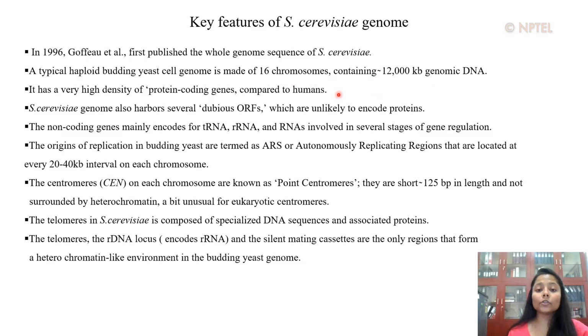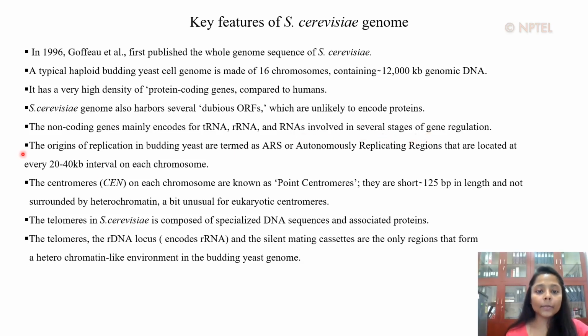And you can actually visualize these chromosomes in pulsed field gel electrophoresis. In budding yeast, the genome has a very high density of protein coding genes compared to humans, which directly implies the concentration of introns is very low in S. cerevisiae. The S. cerevisiae genome also harbors several dubious ORFs which are unlikely to encode proteins. The non-coding genes mainly encode for tRNA or transfer RNA, rRNA or ribosomal RNA, and RNAs that are involved in several stages of gene regulation.